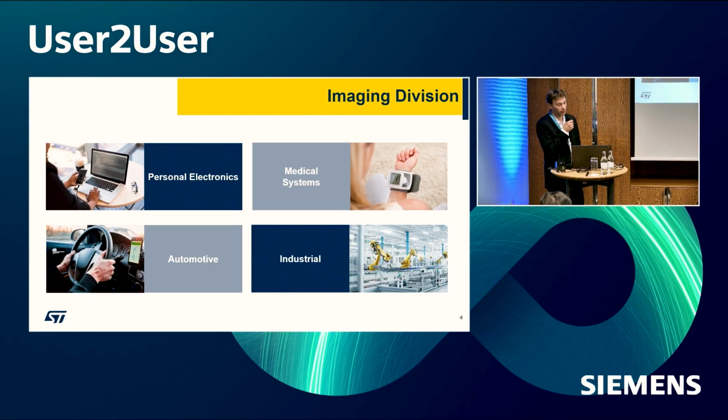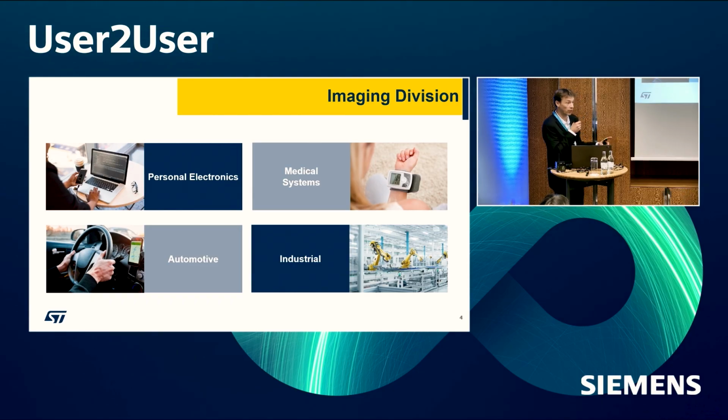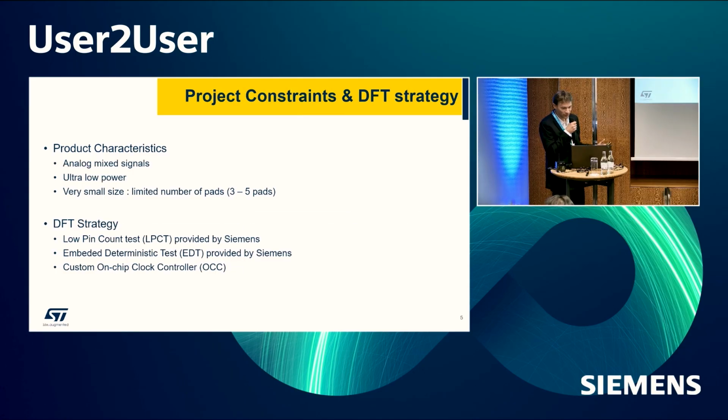By the way, on the medical and automotive side, they have to comply with some very specific standards, typically ISO 26262, as some of you may know. And on this front, by the way, all the Tessent DFT IPs are certified. So it's not only the software, but also the hardware generated that is completely compliant with the ISO 26262. So that's about the imaging division. Now let's talk about the project constraints and DFT strategy.